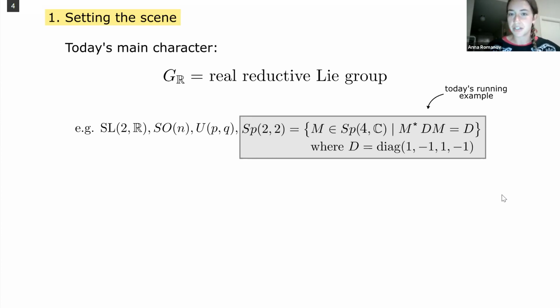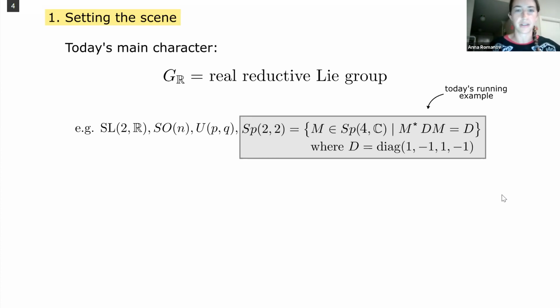And so Sp(2,2), we'll be familiar with this. This is going to be the set of symplectic matrices, 4 by 4 symplectic matrices that preserve this additional Hermitian form, this diagonal matrix that I have written down here.